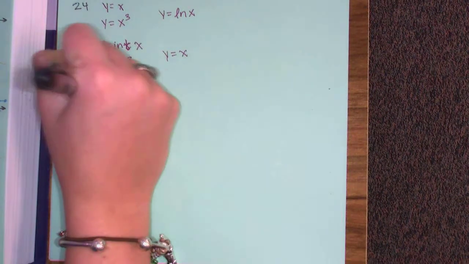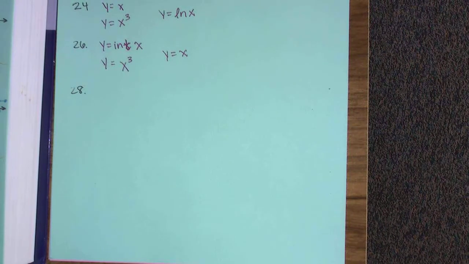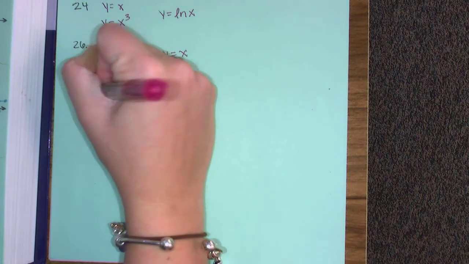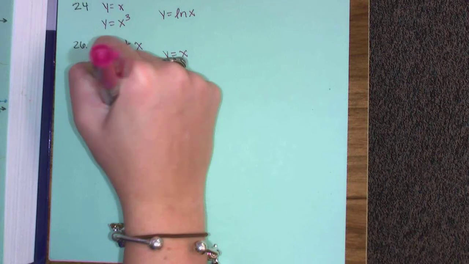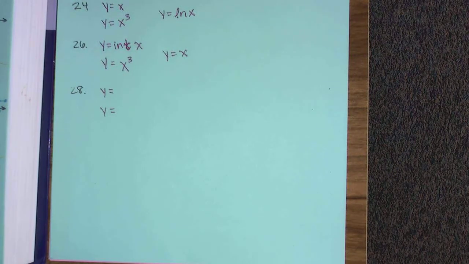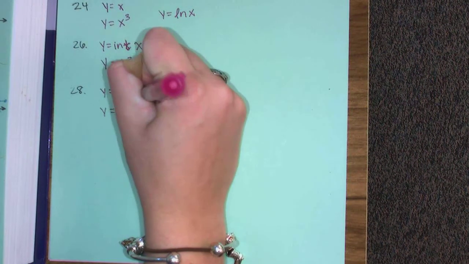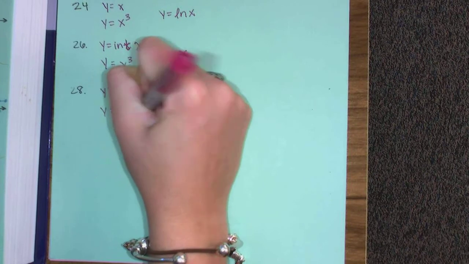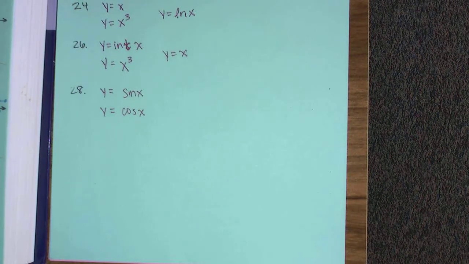Alright, let's see. Two functions whose graphs are identical except for a horizontal shift. Yep, sine and cosine. All you have to do is shift it to the right and you have it lined up. Or left. Let's see.